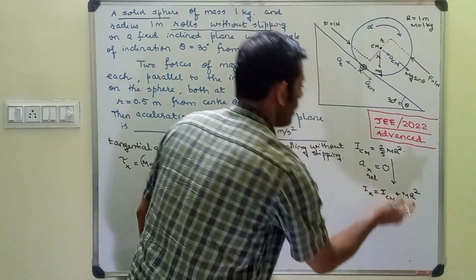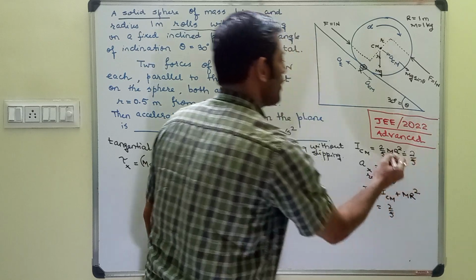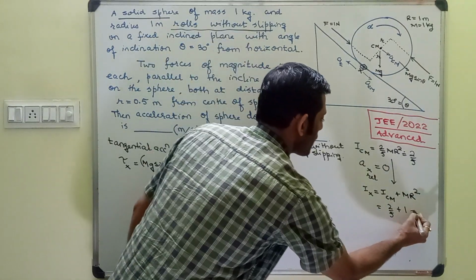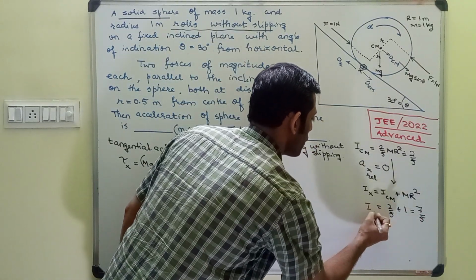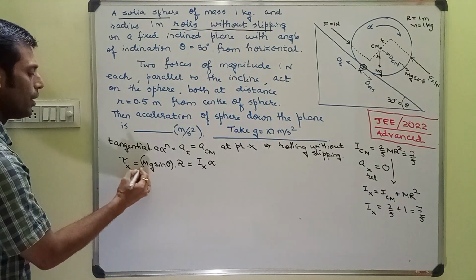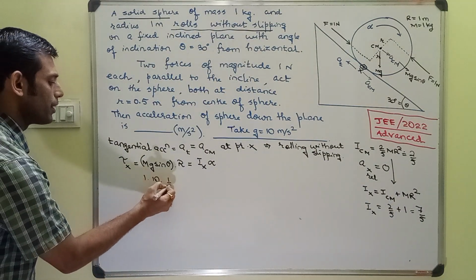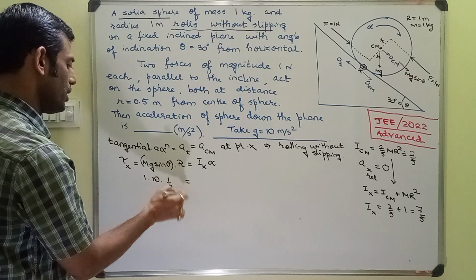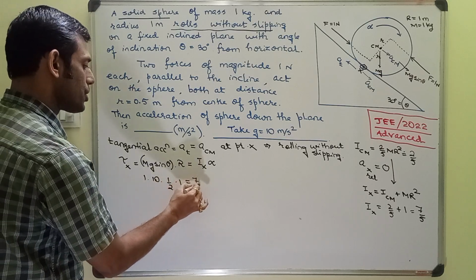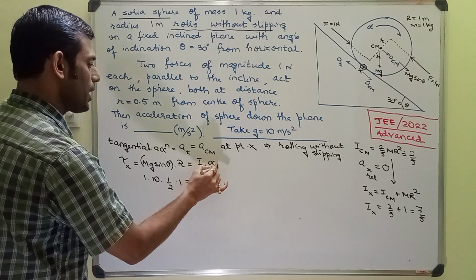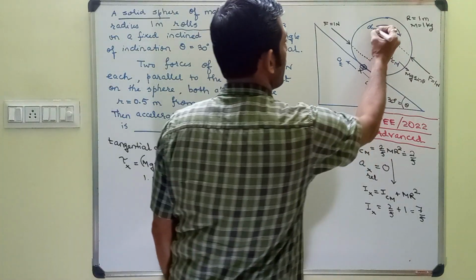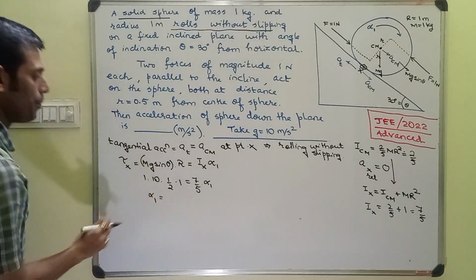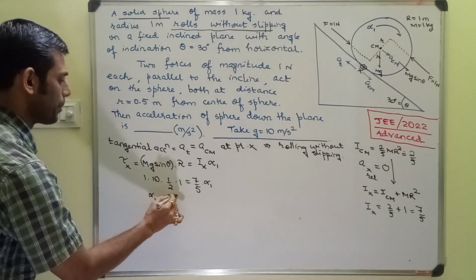2/5, because m and r both are equal to 1 each, plus mr², again 1. So that makes it 7/5 for I of x. And therefore, this is 1, this is 10, sin theta is half, into R, this radius is equal to 1. This is 7/5, and this is, let's say, alpha 1. This alpha 1 is produced due to the weight. So therefore, alpha 1 is equal to how much? This is 5, 5 by 2, 25 by 7.